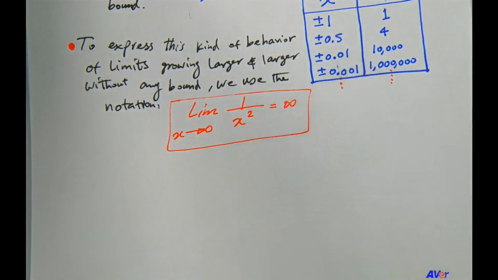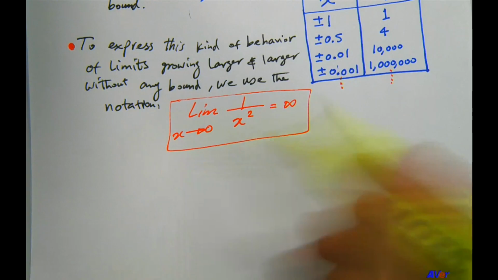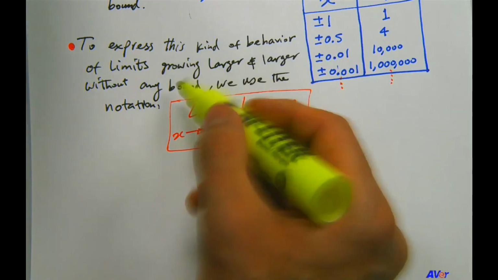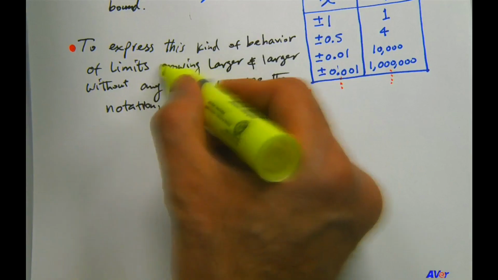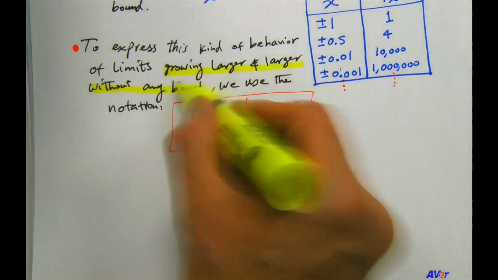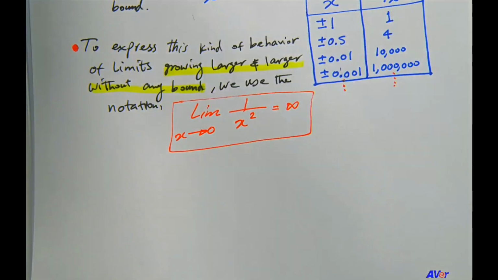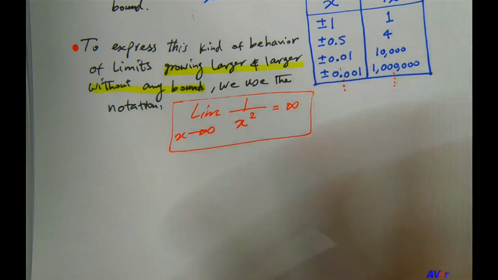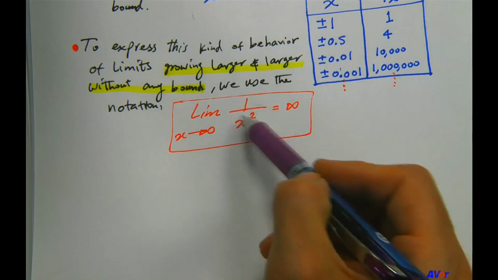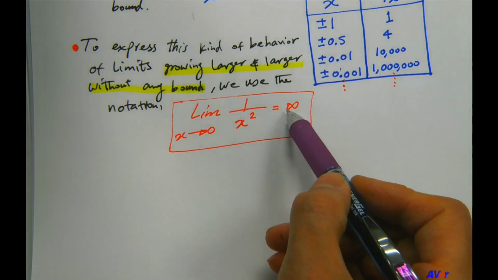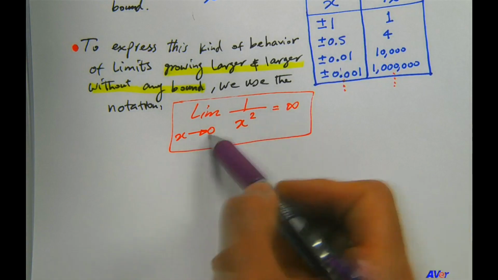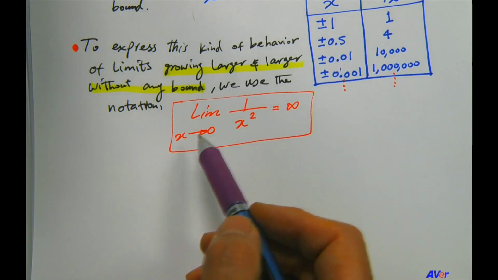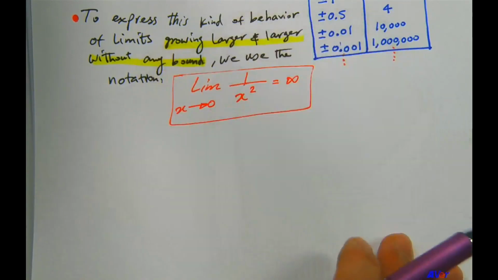So what I've boxed here is the mathematical way of saying this, in fact, that growing larger and larger without any bound. Once again, the limit does not exist, but this notation expresses why the limit does not exist, because the value of the function increases without any limit, without any bound, as x approaches some value, in this case 0. So this is the notation for saying that.